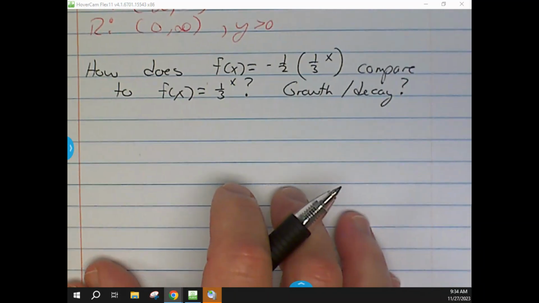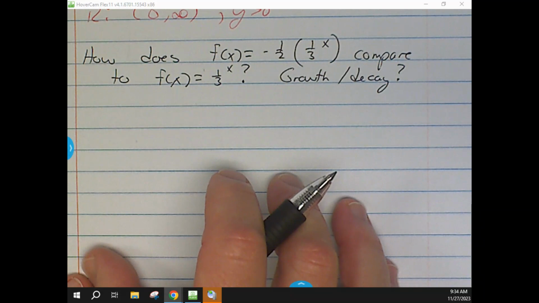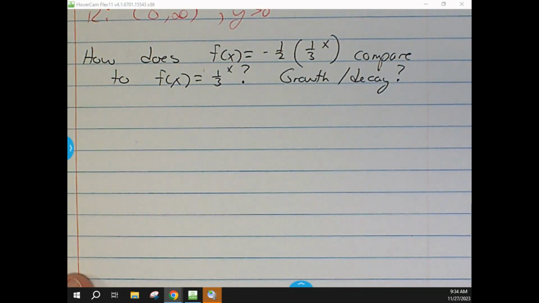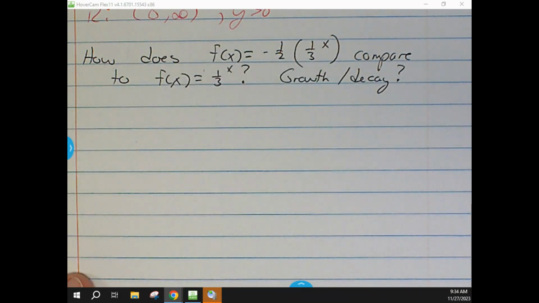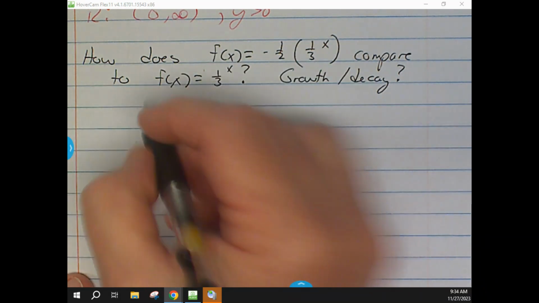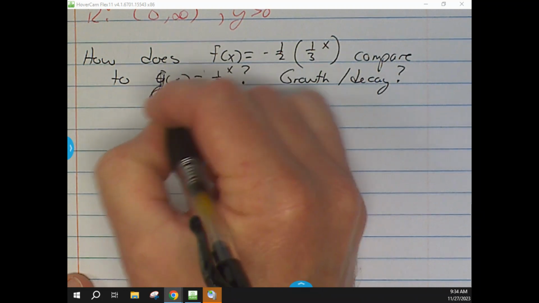Okay, so we're not going to graph this one, just to speed things up a little bit. So there's our function: f of x is negative 1/2 times 1/3 to the x. How does that compare to f of x equals 1/3 to the x? Usually they don't give it the same function name, so usually they'll call this g of x or something like that. One of these should be g of x, the other should be f of x.